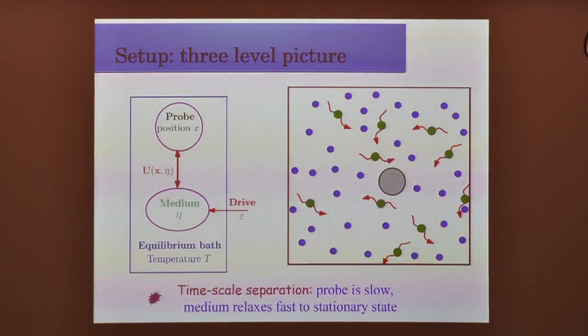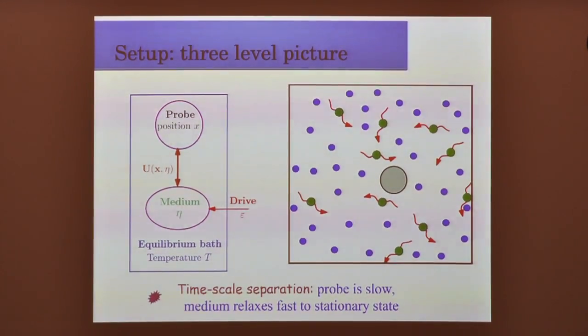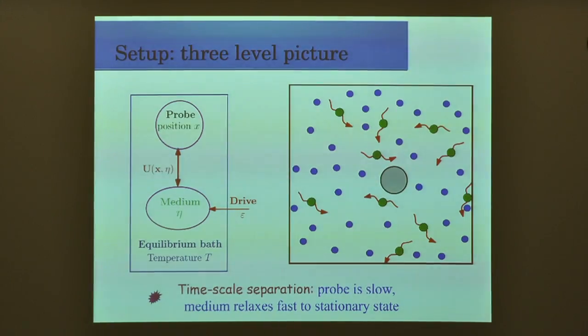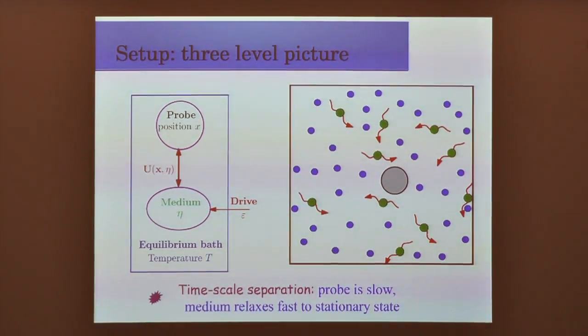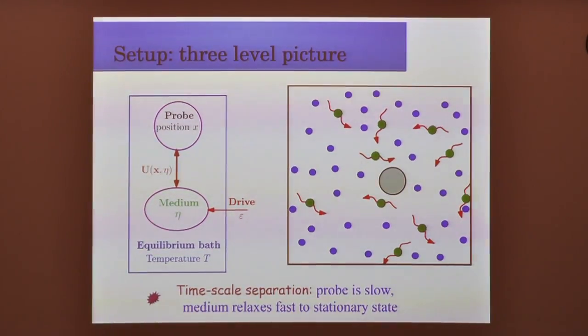Is the setup clear? The blue particles are just the equilibrium bath, and the green particles are the non-equilibrium kind of bath. To define this non-equilibrium, I need the blue particles, because the green particles have some local detail balance with respect to this thermal bath. So it's a three-level setup. We have an equilibrium bath which gives me some ambient temperature, then a non-equilibrium bath which is driven, characterized by some field epsilon, and then we have this probe which we will be looking at, and we want to measure the force on this probe.